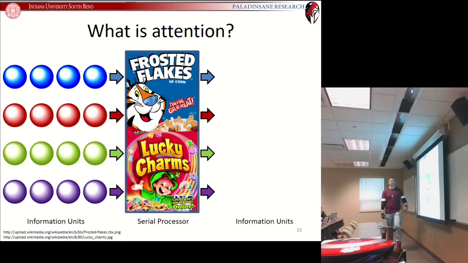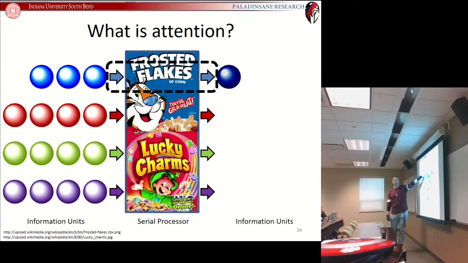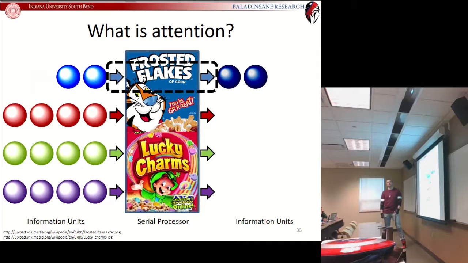So it can process this first piece of blue information, but only 1 piece at a time and only 1 stream at a time. So it can do the first piece of blue information and it can output that. But all of these pieces of information have to wait. They have to wait for the serial processor to finish. And then it can take in the second blue piece. And it can take in the 3rd and the 4th.